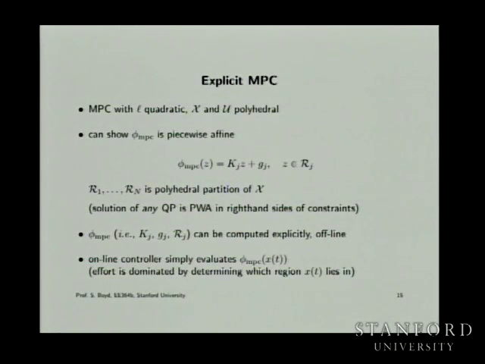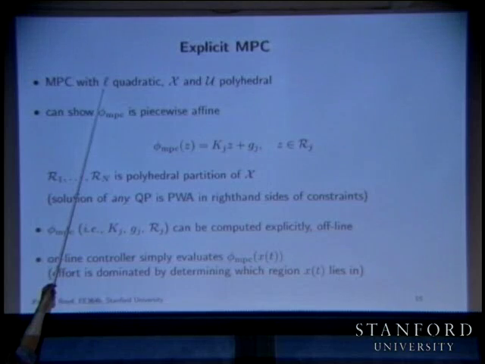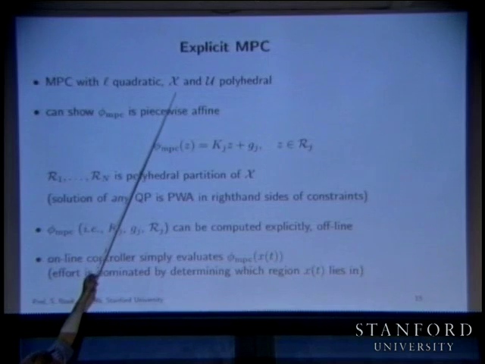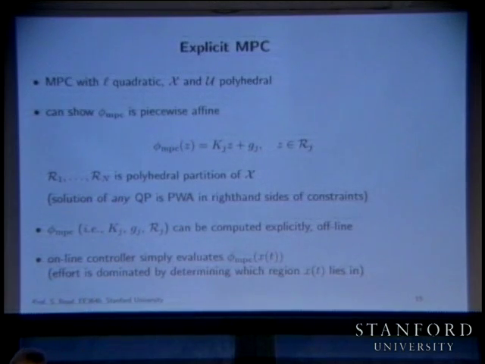And this is a special case for these. The loss function is quadratic, and then these are polyhedral. The state and input constraint sets are polyhedra. Then it turns out that phi MPC is actually piecewise affine. Okay? And it looks shocking or cool or something, but it's not.